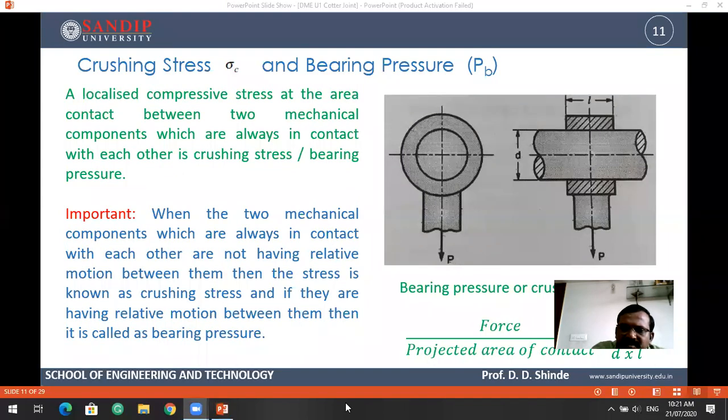So in the next part, we will start with the design of the knuckle joint.